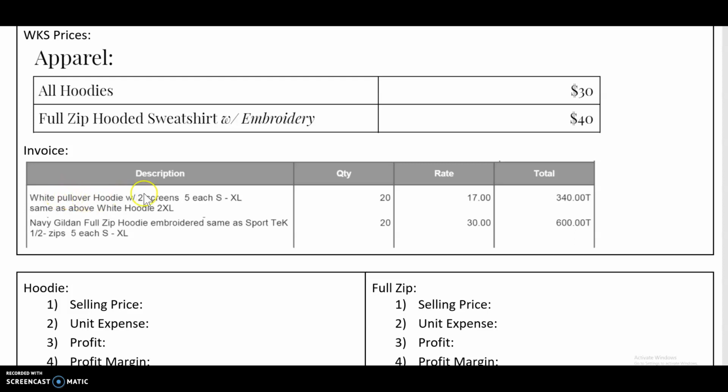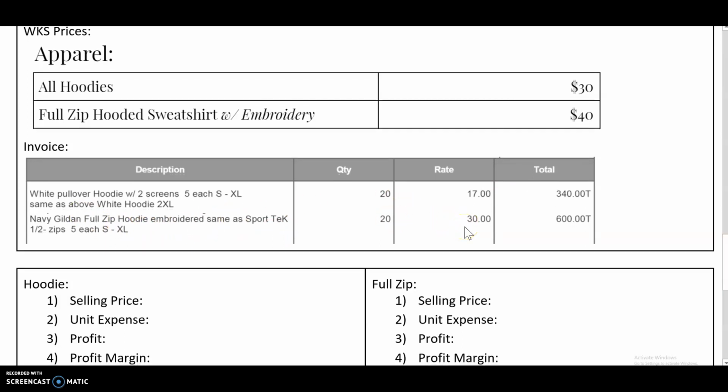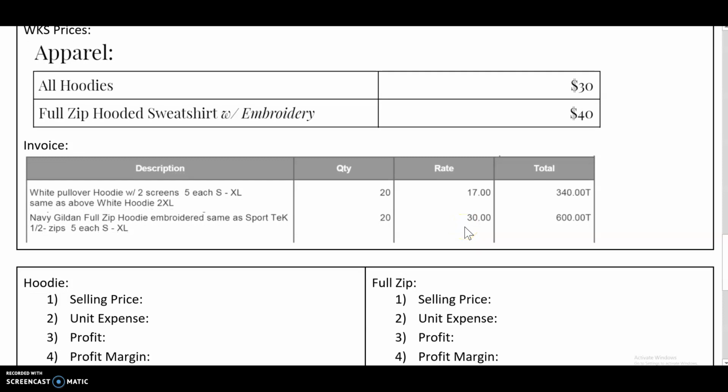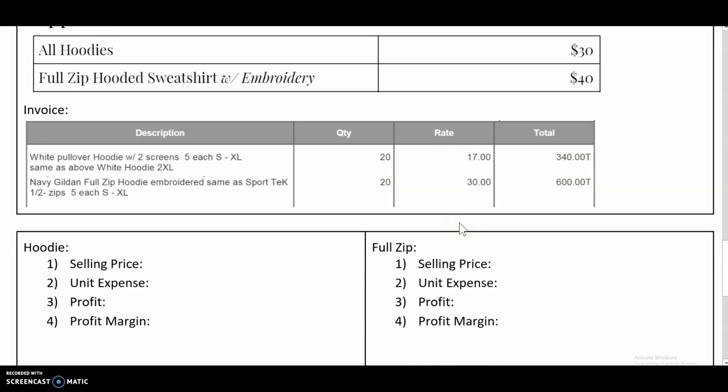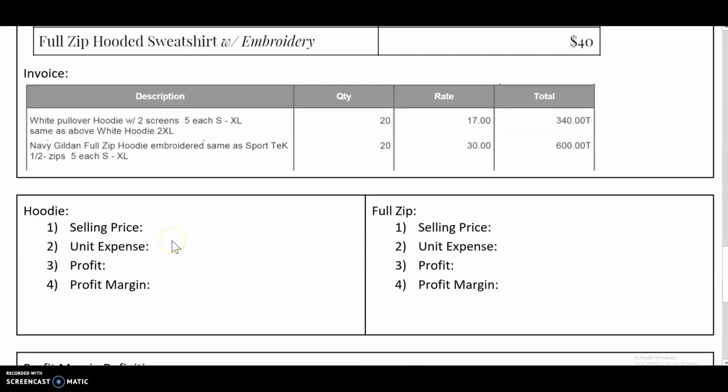Our hoodie, we ordered 20 of them. Each one of them cost us $17. So we sold them for $30, but we bought each one for $17. Since we bought 20 of them, it's $340 total. The full zip hoodies, we bought 20 of those too. Each of those was $30. They cost us a total of $600. But the full zip, we sell them for $40, we bought them for $30. That's the important information you need to know to solve our profitability question.